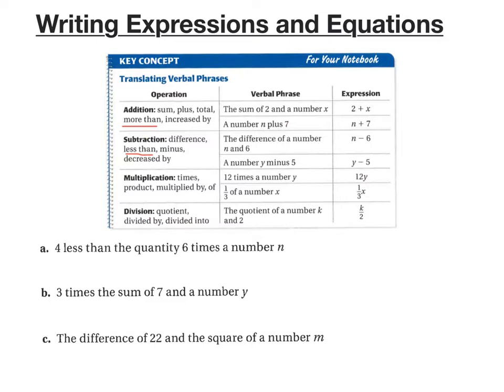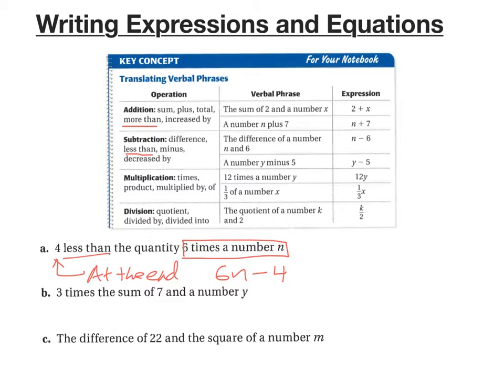Example A here says 4 less than the quantity 6 times a number. Now this is an example that we talked about earlier. When it says 4 less than the quantity 6 times a number, that means we're going to start with this: 6 times a number. And it's 4 less than that, so we're going to take 4 away from that. So whenever you see those words less than or more than, we always want to put the number at the end. This goes at the end of the problem. 6n minus 4.